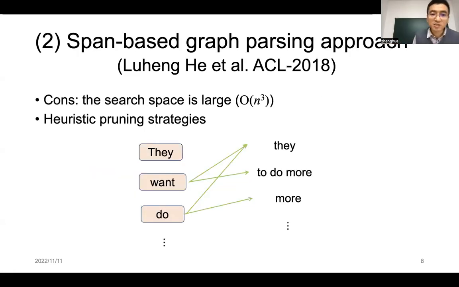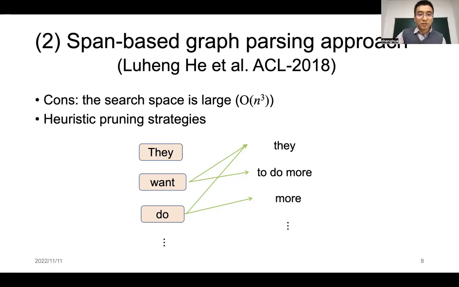The second mainstream approach is span-based graph parsing. For all the words, single words can be predicates. They are all predicate candidates, so there are n candidates. And for all the spans, there would be n squared continuous word spans. It's a bipartite graph, and they directly try to build the connections between them. You can see the search space is large, it's n cubic, right?